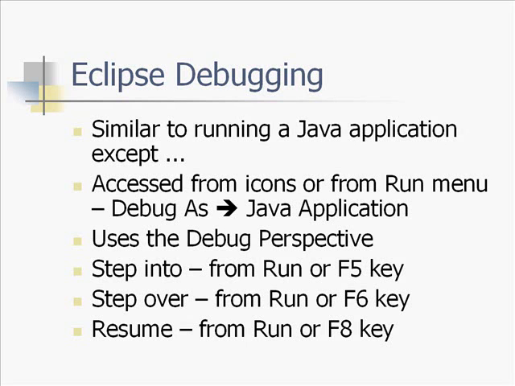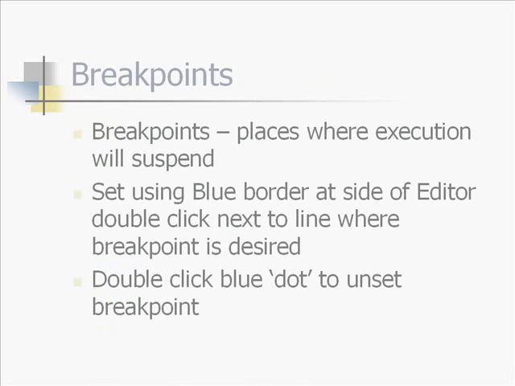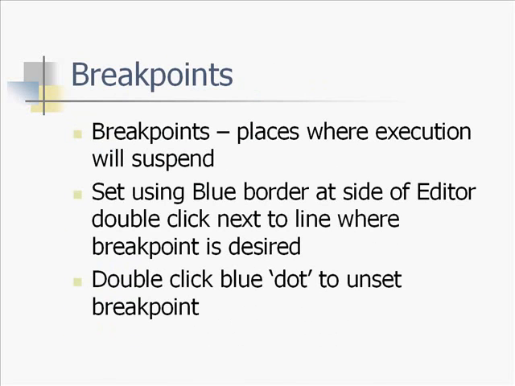Breakpoints, how do we set them in Eclipse? Well, when we're in our editor, in the regular Java perspective, we can set breakpoints by clicking on, there's a blue border on the left-hand side of the editor window. If we double-click on that little blue border, we should get a little blue ball. That places a breakpoint there. That's going to be where execution will stop if we run it as a debug application. If we want to remove a breakpoint, we can double-click on that little blue dot and it will go away.